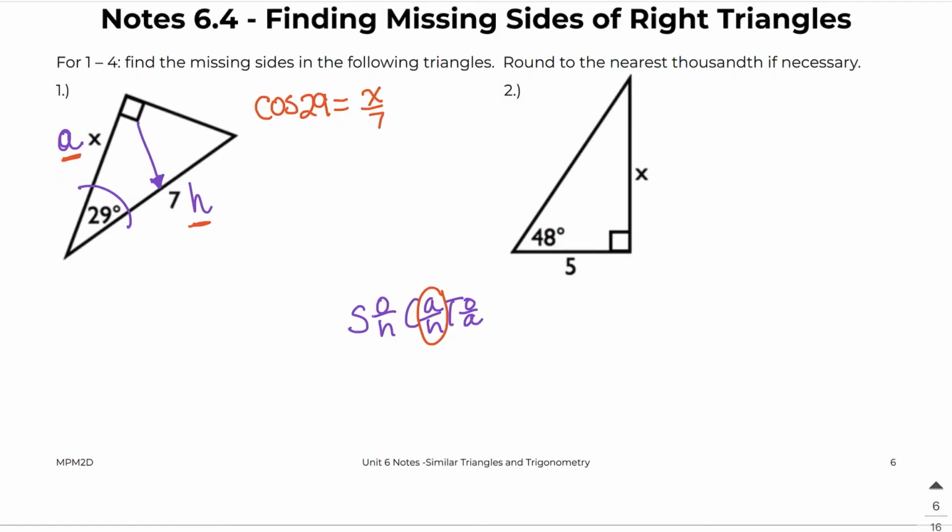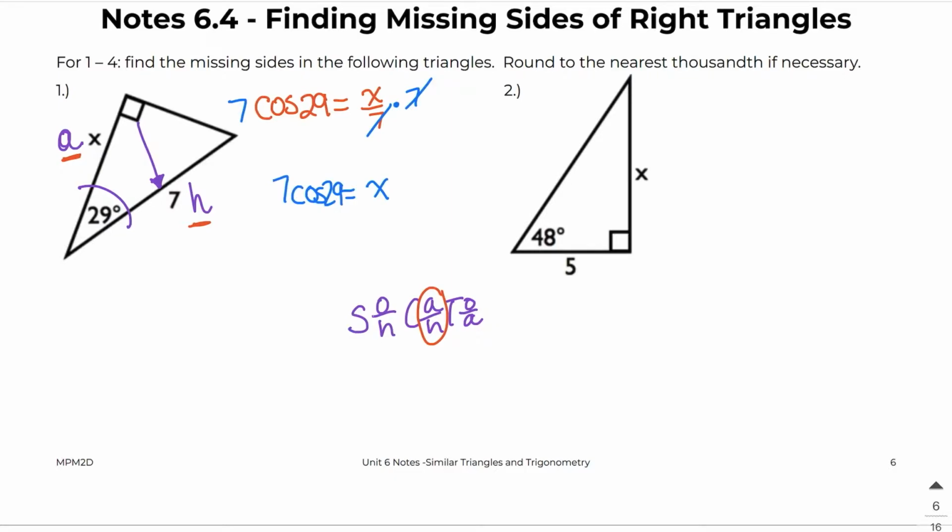Okay, now in order to solve for x, all I need to do is get rid of this divided by 7. So the opposite of division is multiplication. So if I divide by 7 here, I can multiply by 7. That will cancel it out. But whatever I do on one side, I do on the other side. So here I get x equals 7 cosine of 29.